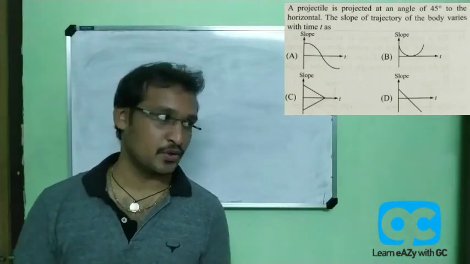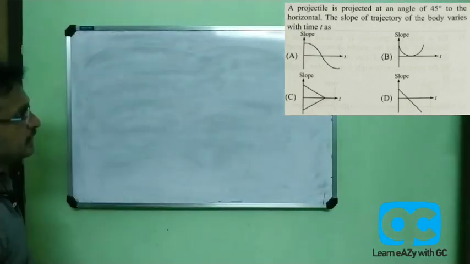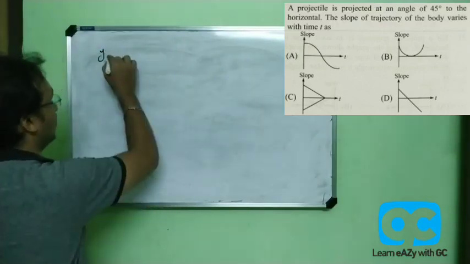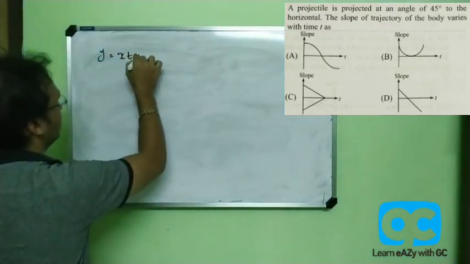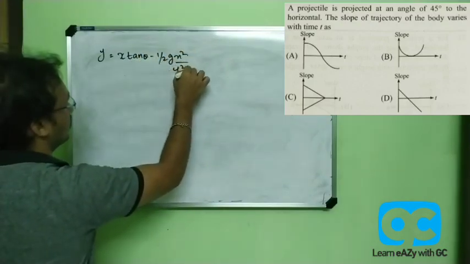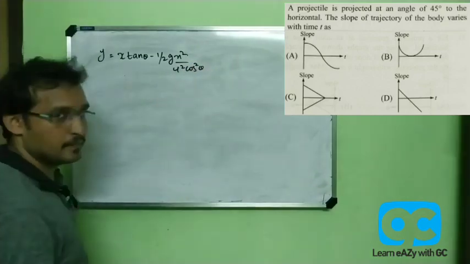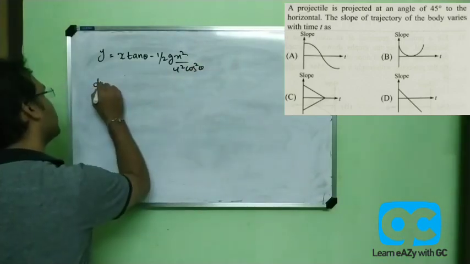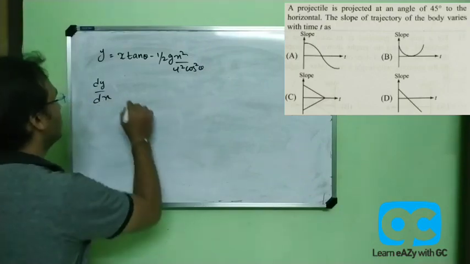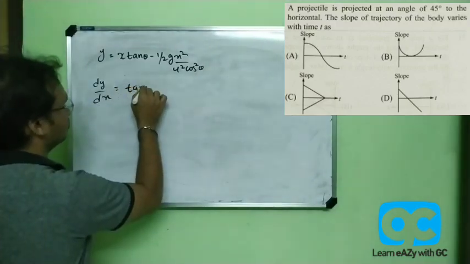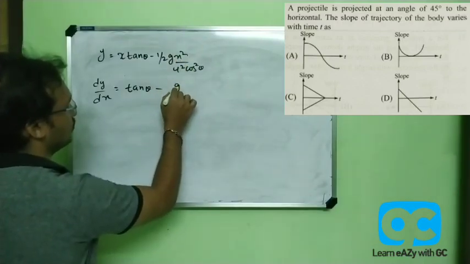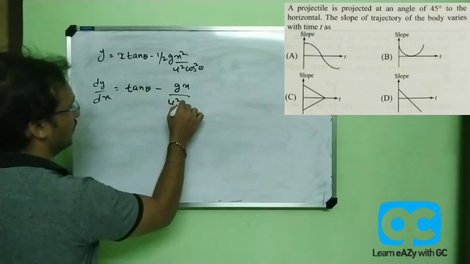So it is a graphical question, right? See, first you write the equation of trajectory for projectile motion: y equal to x tan theta minus half g x square by u square cos square theta. Then we have to find the slope. Slope means dy by dx. You will get tan theta minus, the 2 will cancel, g x by u square cos square theta.